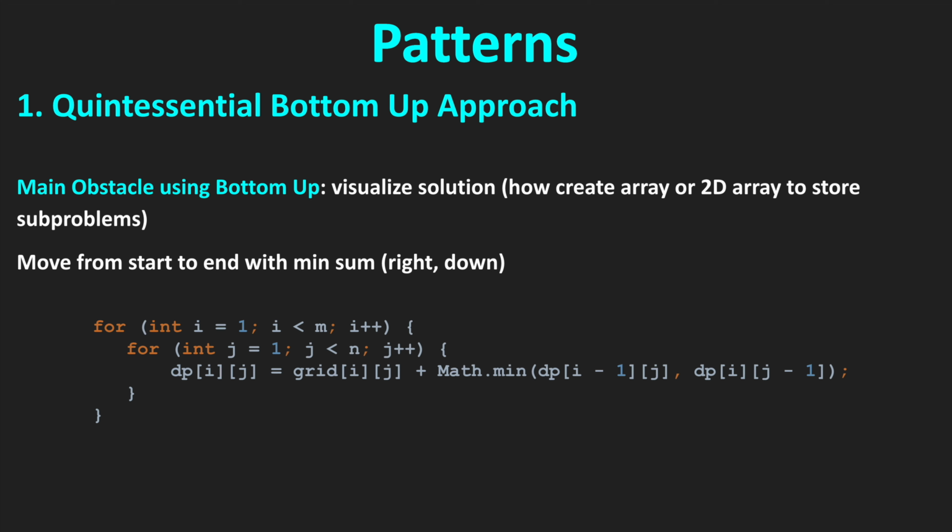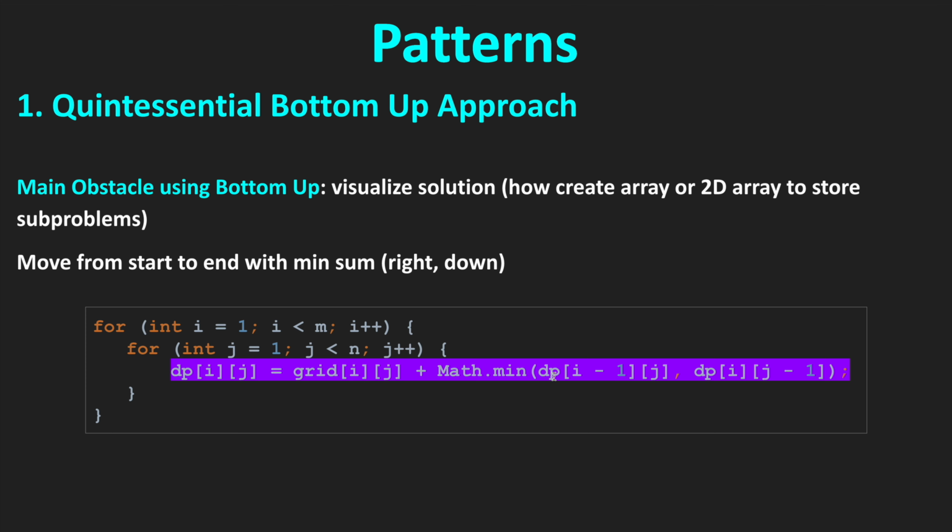In code-wise, what we do is we are taking the value of the current cell, and we are creating another two-dimensional array where we are storing our subproblems, right? So we are taking whatever the minimum, either from the left or from the top, and we are adding it to the value of the current cell that we have seen here.